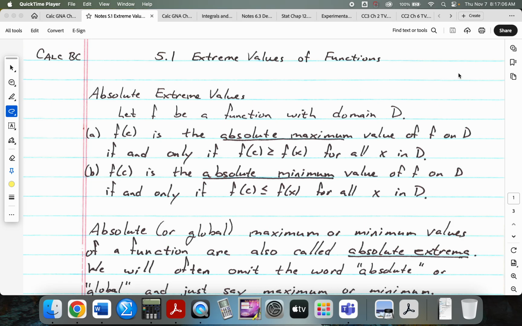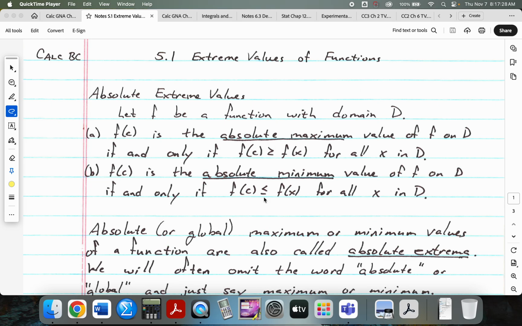Okay. Conversely, f of c is the absolute minimum value of f on D if and only if f of c is less than or equal to f of x for all x in D. I also want to point out that it says or equal to, right? The absolute maximum or the absolute minimum can happen over and over again.